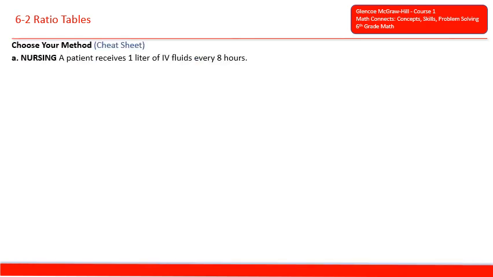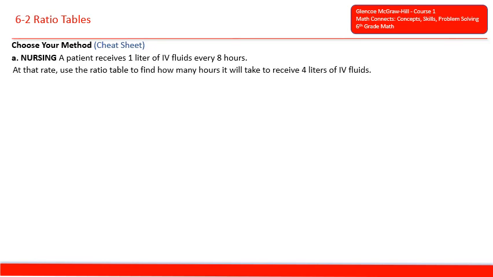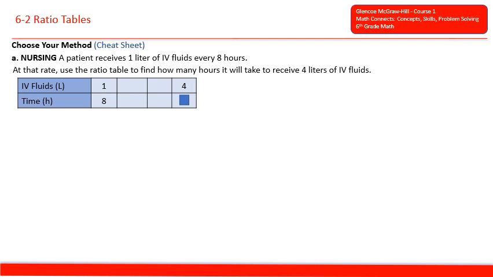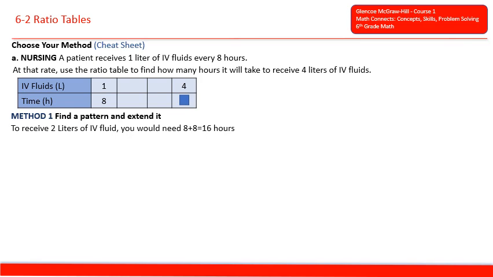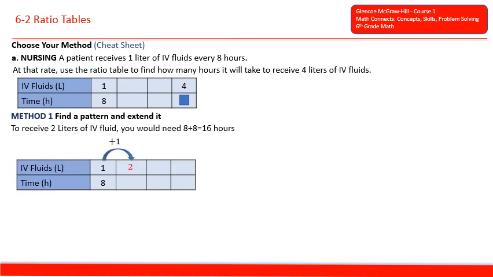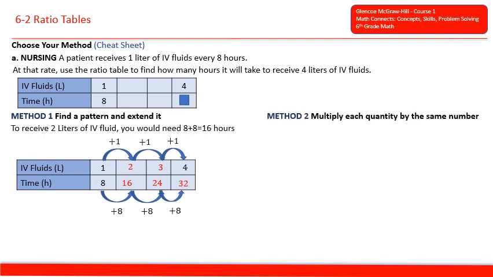Choose your method. A patient receives 1 liter of IV fluids every 8 hours. At that rate, use the ratio table to find out how many hours it will take to receive 4 liters of IV fluid. So if we have 1 liter of IV fluid for 8 hours and we find a pattern, to receive 2 liters, you'll need to add 8 to 8 to get 16 hours. So here's our pattern: plus 1 and then plus 8 is 2 and 16. Plus 1 equals 3, plus 8 equals 24, plus 1 equals 4, plus 8 equals 32.